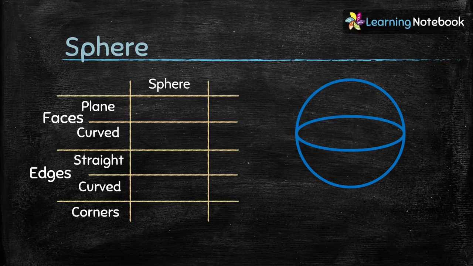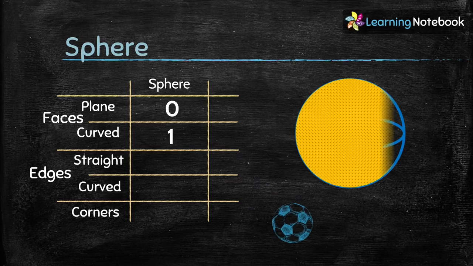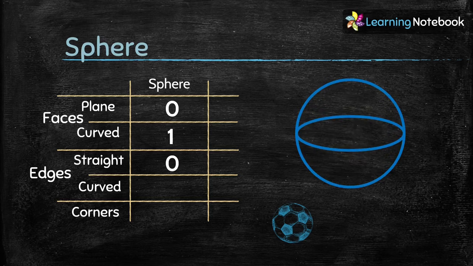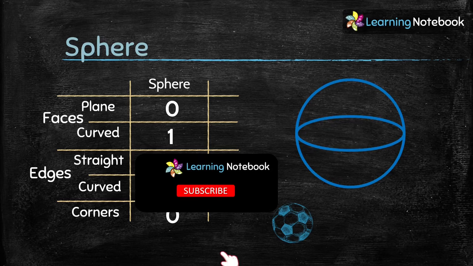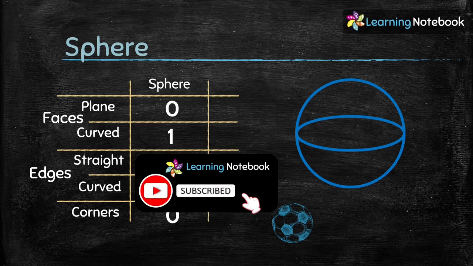Now next is sphere. As you can see, a sphere has no plane face, but it has 1 curved face. Next, a sphere has no straight and curved edges. And lastly, a sphere has no corners.